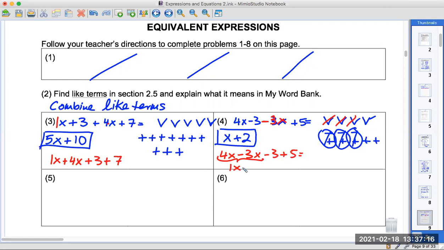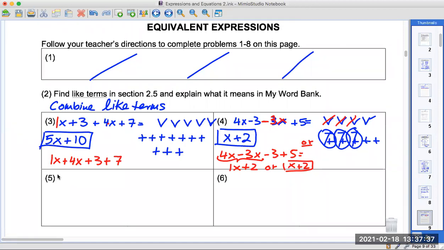Negative 3 plus 5 is positive 2. This is the same way here, okay? This or that. However it works for you, but you got to get it right. Okay, one more, actually a couple more.